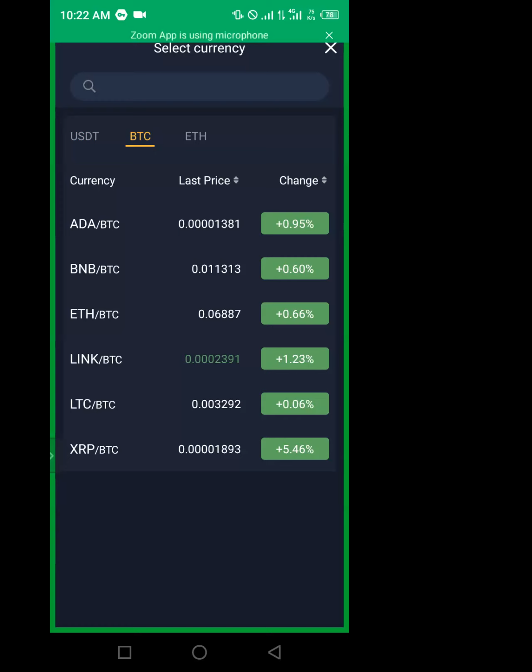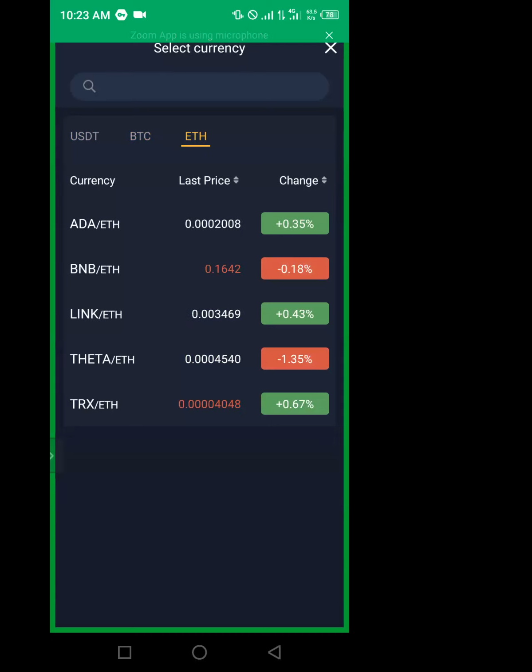There are 6 pairs: ADA/BTC, BNB/BTC, ETH/BTC, LINK/BTC, LTC (Litecoin), and then XRP. We also have those who are trading Ethereum against the other coins, and it has only 5 pairs: ADA/ETH, BNB/ETH, LINK/ETH, THETA, and then Tron, TRX.